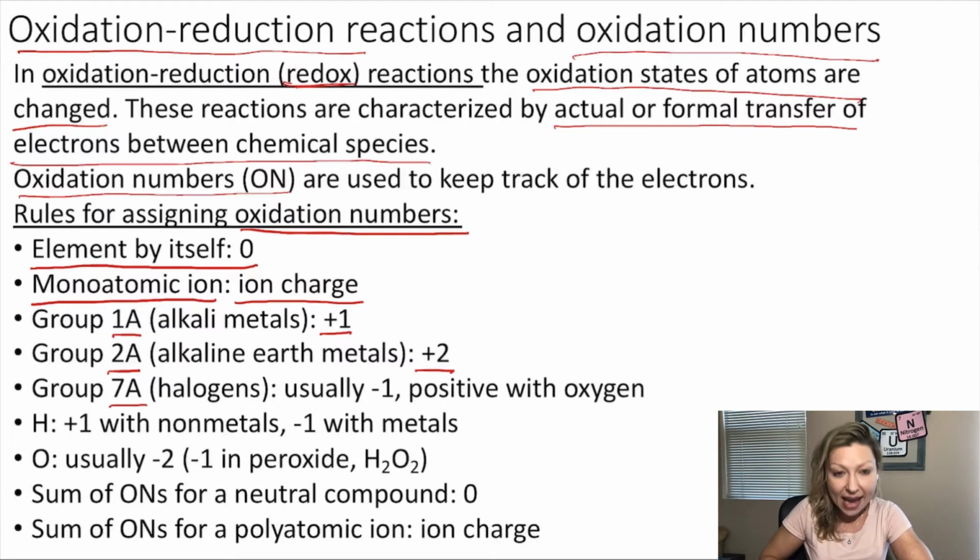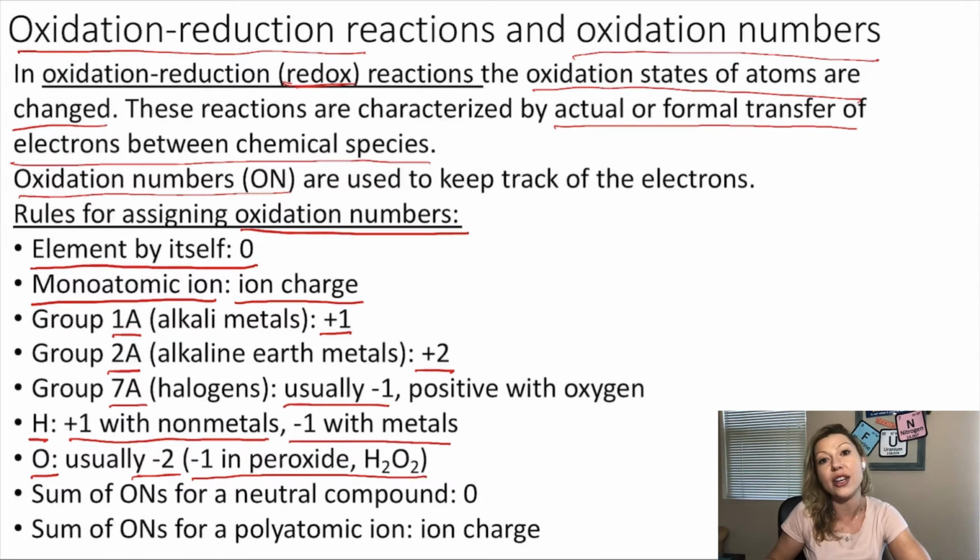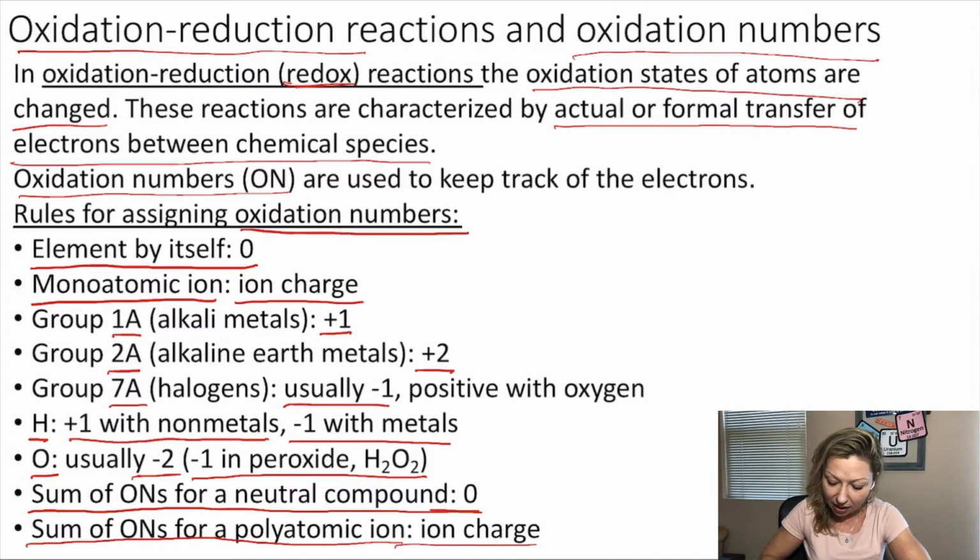Group 7A nonmetals or halogens are usually -1, but they can be positive when they are bonded with oxygen. Hydrogen is usually +1 with nonmetals and -1 with metals. Oxygen is usually -2. However, it can be -1 in peroxides, such as hydrogen peroxide. And the two very important rules: the sum of the oxidation numbers for a neutral compound equals 0, and the sum of the oxidation numbers for a polyatomic ion equals the ion charge.